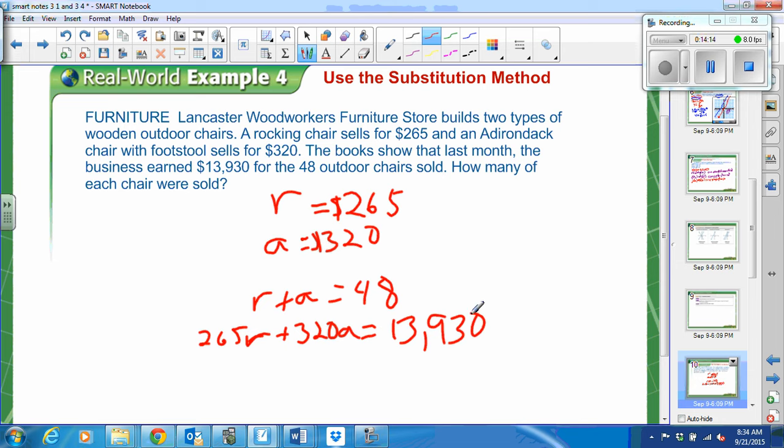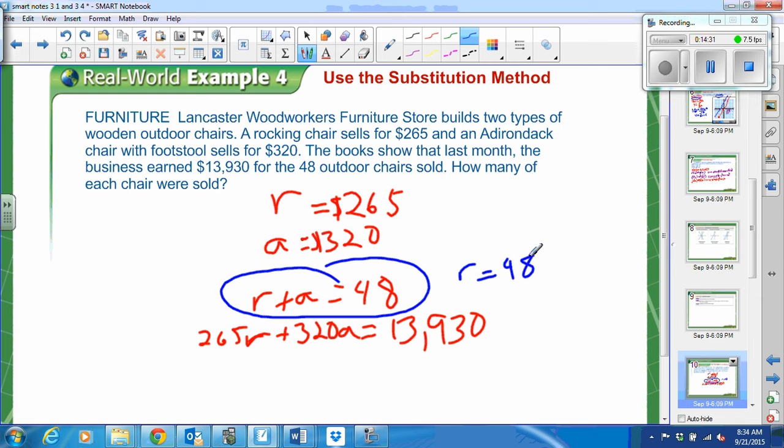Now this is a great one to use substitution for because with this equation I can get either R by itself or A by itself, which makes it really easy to substitute into the other. It doesn't matter which one you do. So I'm just going to do R equals 48 minus A. And so I'm going to take this and substitute it in for R in this equation.